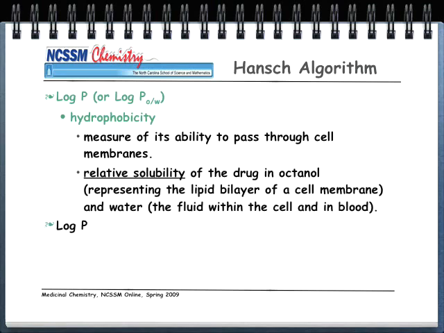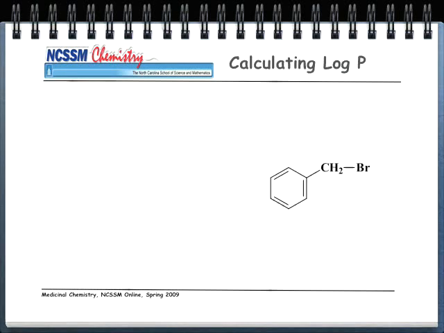Okay, and what we do here experimentally is we measure the relative solubility of a drug in octanol, which represents the lipid bilayer, and water, which represents the fluid within a cell and in the blood. So log P values can be measured experimentally. We do that all the time. But they can also be calculated, and this is what we do mostly in this course, is we try to calculate these log P values so we don't have to measure them experimentally.